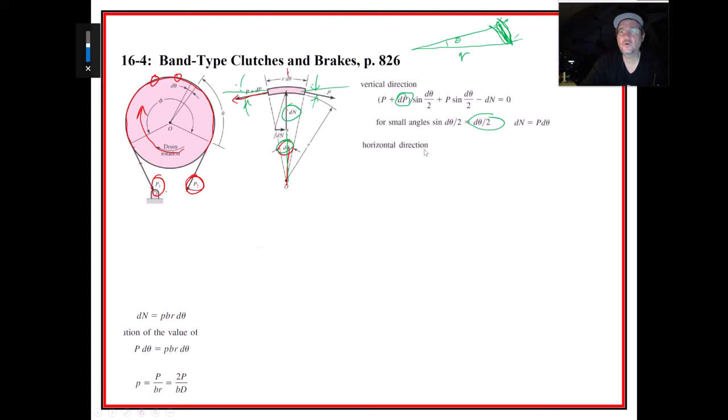And in the horizontal direction, we do the same thing. And this time, though, we're going to use the cosine of these two, p plus dp, and then we're going to use the cosine of p. But they're in opposite directions. So this one's positive and this one's negative. I guess the left is positive there. Sum of the forces in the x direction, assuming left is positive.